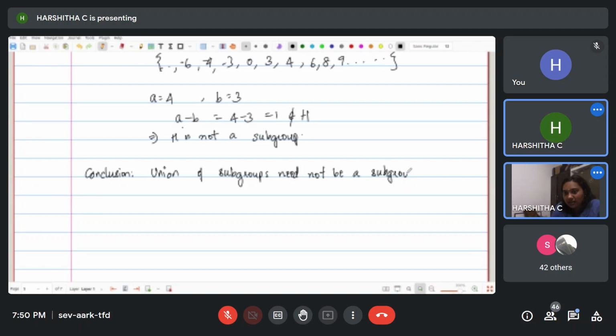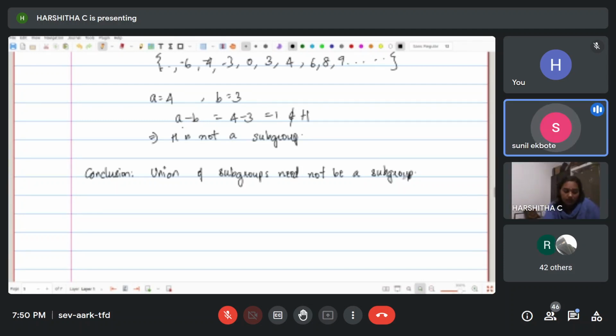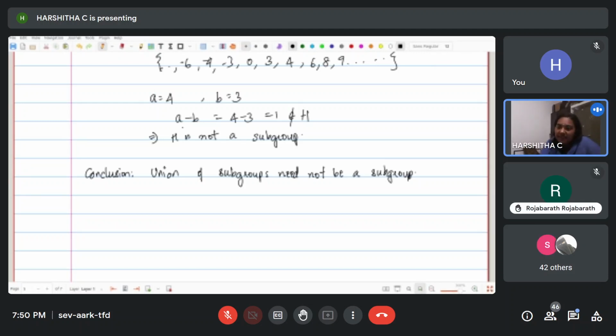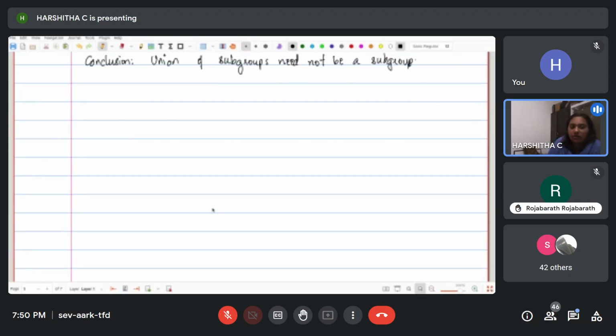Yes, please. Is it true for all or only for this example? Yeah, that's a good question. So you're asking, when is the union of two subgroups a subgroup, right? Okay, let's look at this.